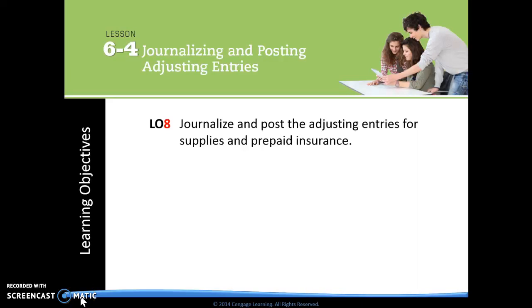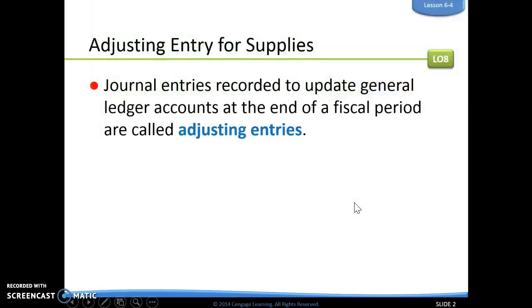Okay, last section of Chapter 6, 6.4, Journalizing and Posting Adjusting Entries. You just have one objective here. You need to journalize and post the adjusting entries for supplies and prepaid insurance.